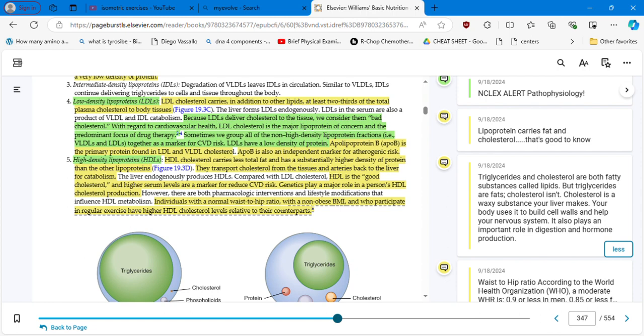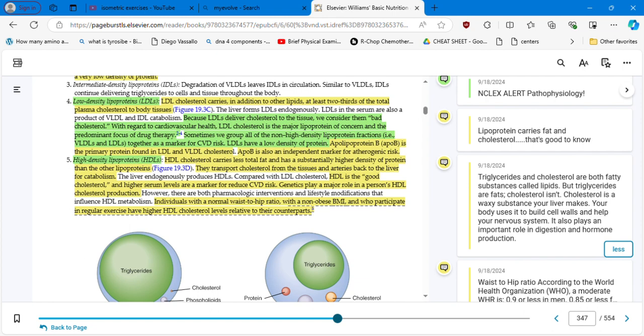With regards to cardiovascular health, LDL cholesterol is the major lipoprotein of concern and the predominant focus of drug therapy. Yes, when the doctor prescribes a statin, that's the one they are planning to attack. Sometimes we group all the non-high density lipoprotein fractions like VLDL and LDL together as a marker of CVD risk. In other words, whenever we read the blood work, if we see the VLDL and LDL is high, now we are worried about CVD. LDL has a low density of protein.